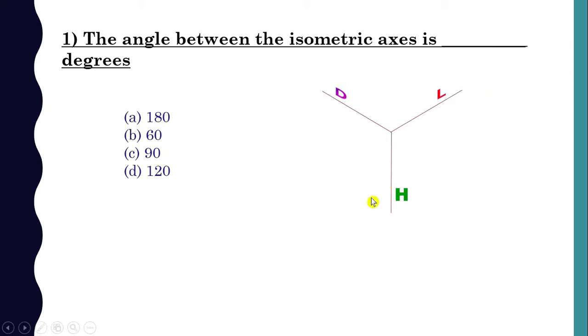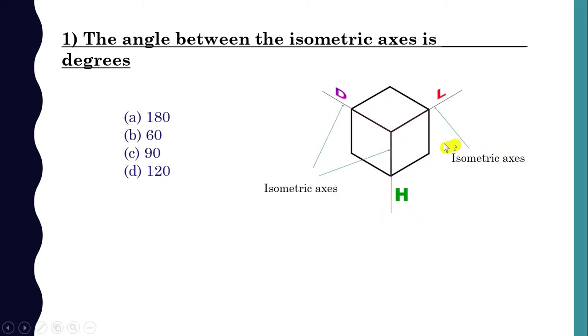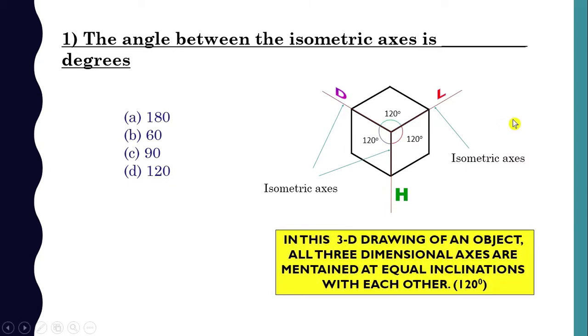So these three are the isometric axes. Here we are drawing the height, here the length is considered, and here the depth of the object is considered. From that reference we are drawing the isometric view. So these are the isometric axes. Any cube we are drawing, by reference to that we are drawing, and the angle between any two axes is 120 degree always. So option D is correct, 120 degree.